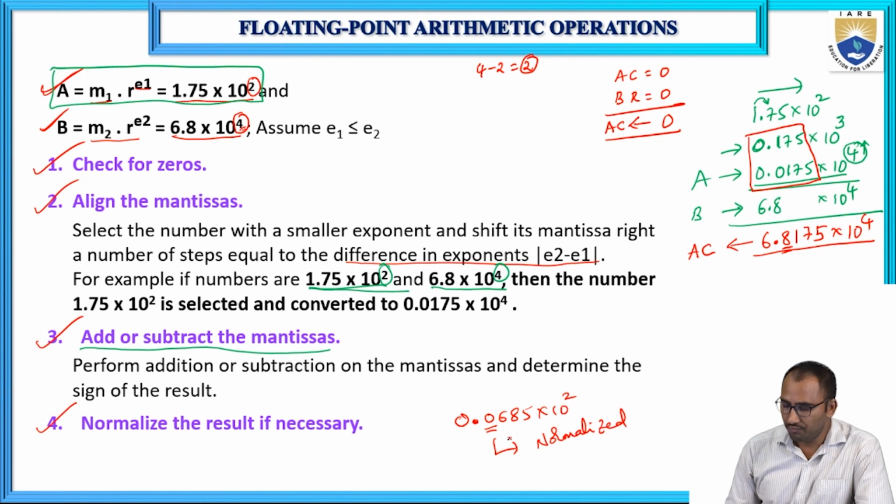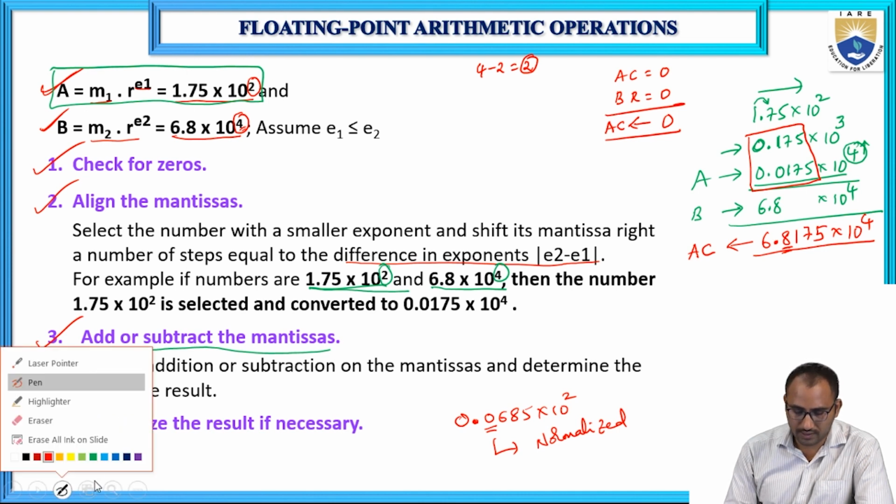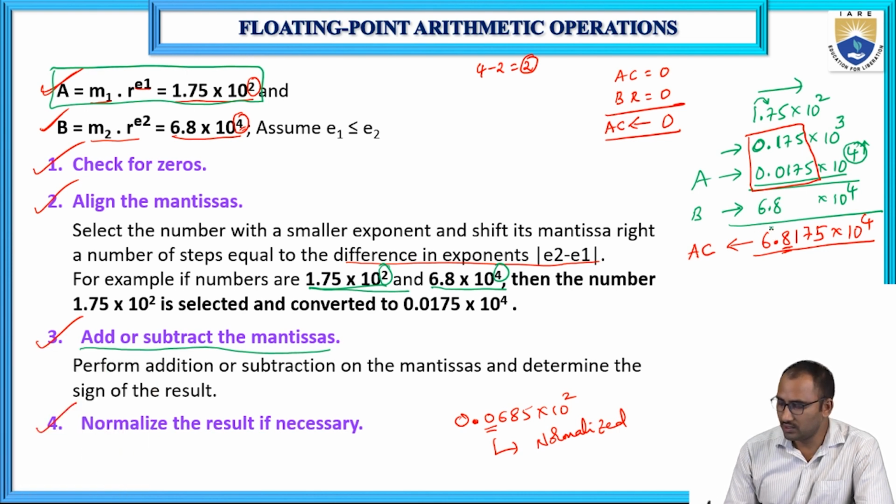So what can we do? For that purpose, see here. The result is 6.8175 into 10 to the power 4. So here, 6 point... it is an overflow. Here overflow has occurred. So in order to overcome that overflow, we have to perform a shift right operation.